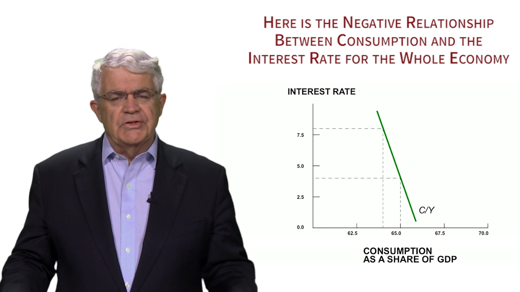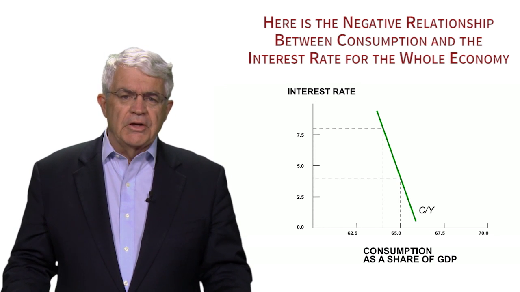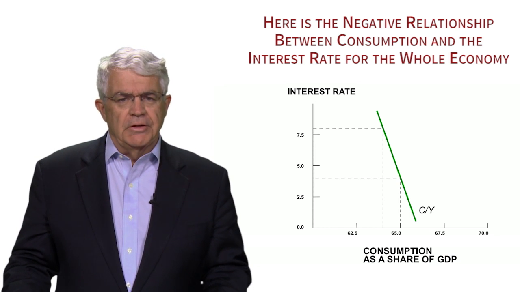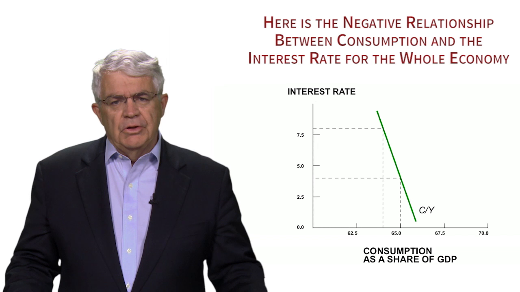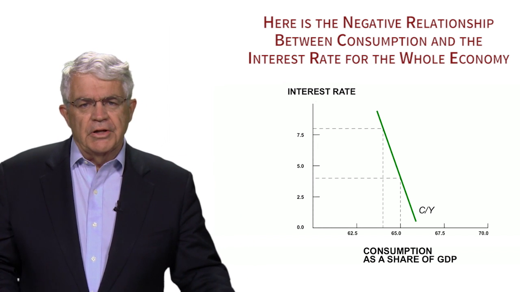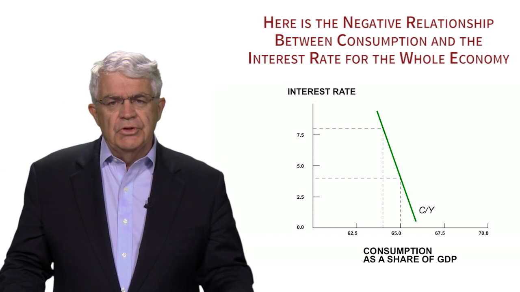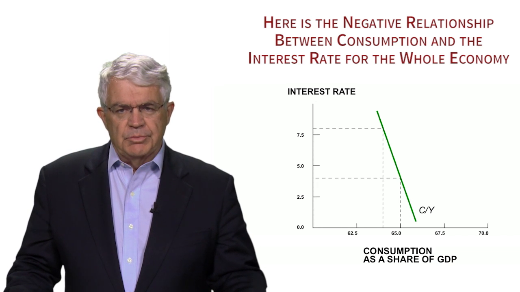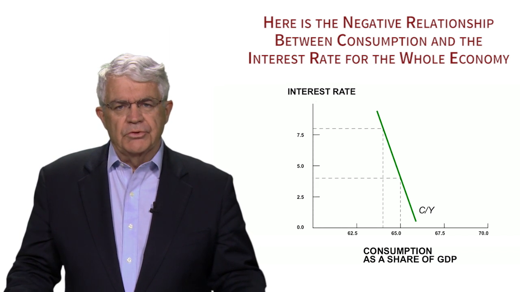On the vertical axis, you have the interest rate, and the horizontal axis, you have consumption as a share of GDP. We've argued it should be negative. This is an example of what that might look like. And you can see we're representing on the horizontal axis these percentages of consumption as a share of GDP. And that's what we're assuming is going down as the interest rate goes up in this case.